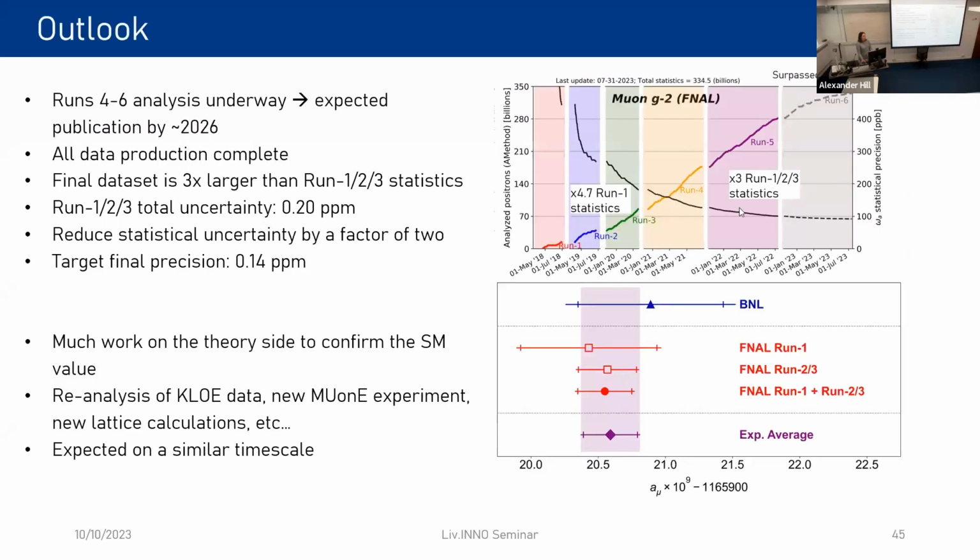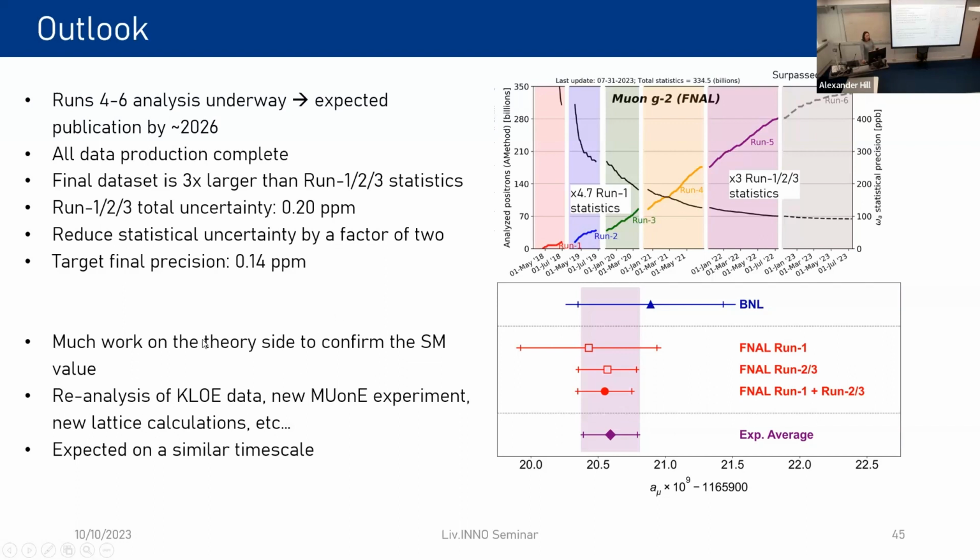Okay, so just to summarise, the analysis of runs 4 to 6 is underway, and we expect to publish the final measurement of g-2 by approximately 2026, depending how it goes, but it seems to be going okay so far. All of the data production is complete. The final data set is 3 times larger than the run 1, 2, 3 statistics, and the total uncertainty of the run 1, 2, 3 result that we published this year is 0.2 parts per million. We aim to reduce the statistical uncertainty by a factor of 2 with the full statistics, with the target final precision, including the systematic uncertainties, of 140 parts per billion, or 0.14 ppm.